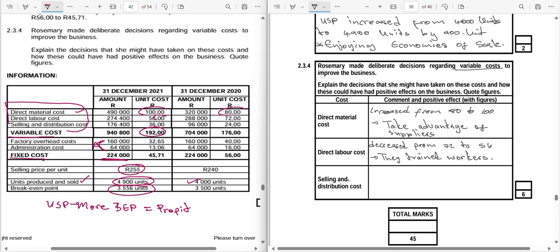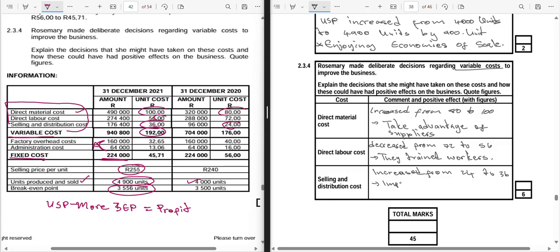Selling and distribution: when it increases, it is bad, but when it decreases, it is good. When you check, it increased from 24 to 36. So what is the solution that you can give? More advertising. Improve advertising efficiency, improve advertising strategy, or take advantage of digital marketing.